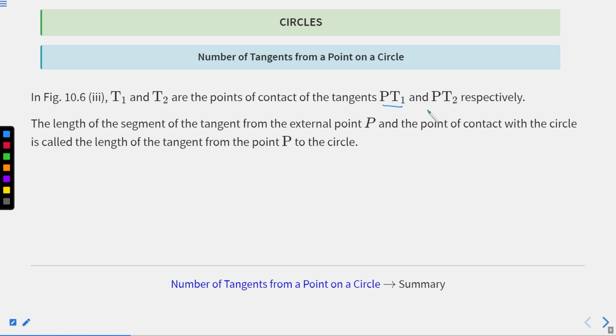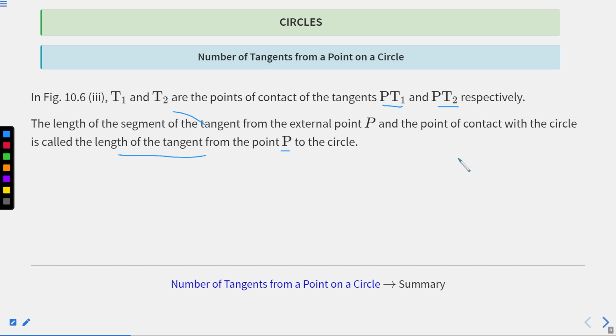Now in figure 10.6 of 3, T1 and T2 are the points of contact of the tangents PT1 and PT2 respectively. At T1 and T2, we have common points of the tangents PT1 and PT2 with the circle. That is why T1 and T2 are the points of contact. And the length of the segment of the tangent from the external point P to the point of contact with the circle is called the length of the tangent from the point P to the circle.